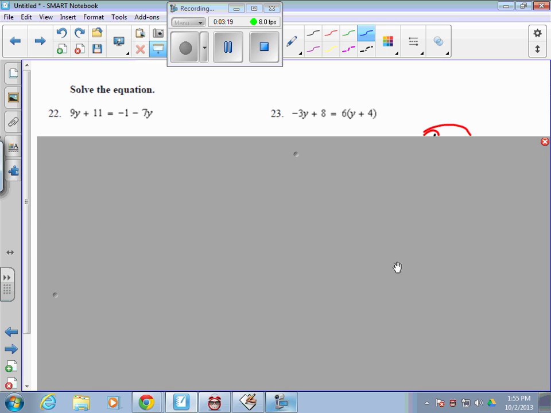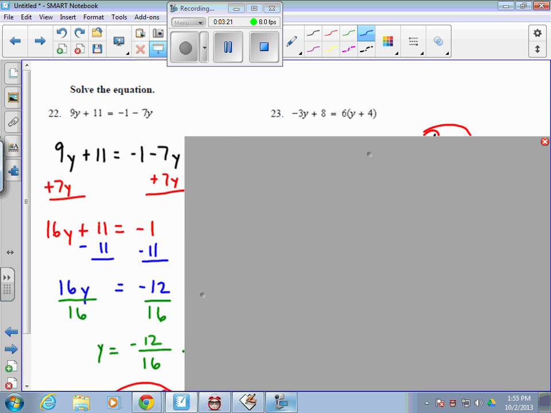22 says 9y plus 11 equals negative 1 minus 7y. Move your smaller variable term over to the larger one. Negative 7y is smaller than 9y. So undo minus 7y by adding 7y to both sides. That leaves you with 16y plus 11 equals negative 1, because it cancels out the negative 7y on the right.